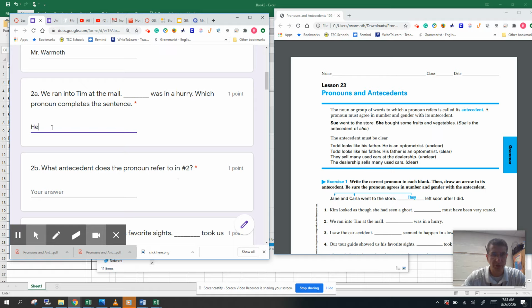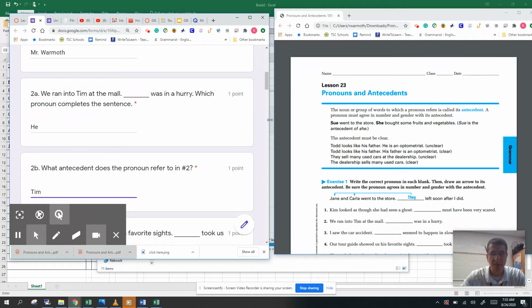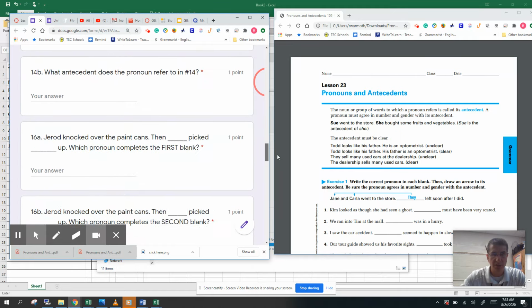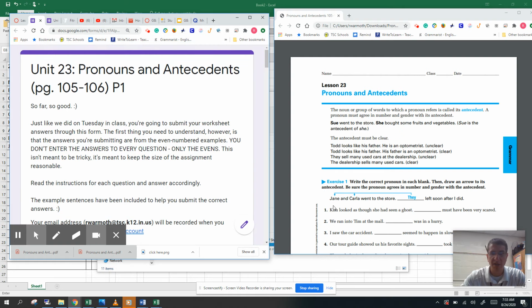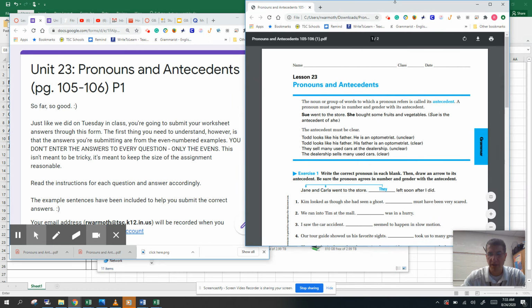So he is the pronoun. Who does he refer to? Well, he refers to Tim. So that's how you do this answer submission sheet. There's lots of questions here, but it won't take you very long. If you took the time to do this first on the paper copy, that's great. But the problem I was going to have is if I asked for all 30 responses and I asked for antecedents as well, that would be over 60 responses or 60 questions to answer, and that's a lot. So 25 is a much more reasonable number.